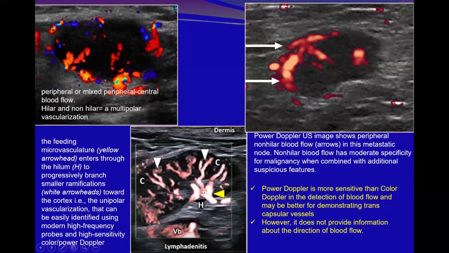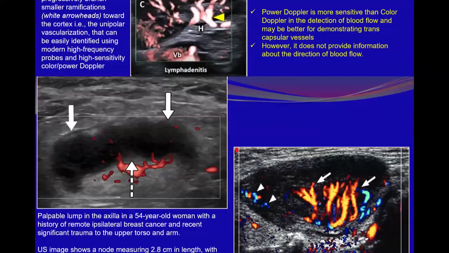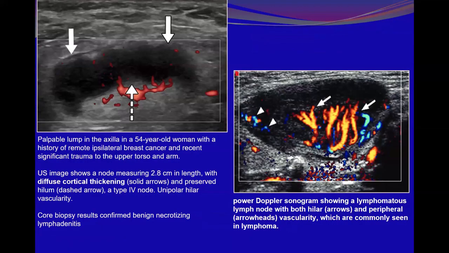So it is proven with these branches, we can be reassured that it is a unipolar vascularization. It's only central vascularization rather than any associated peripheral or capsular vascularization. Okay.